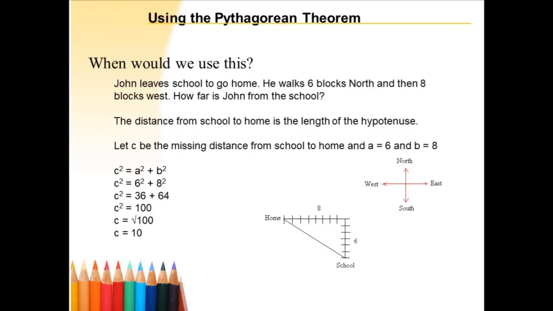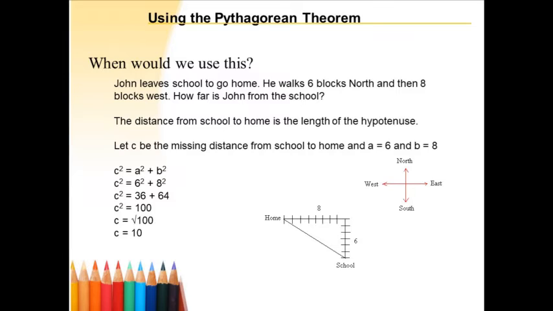So let's define first the variables that we're going to use in this problem. The distance from school to home is actually the hypotenuse in this problem. So let's define that one as your C, the missing distance from school to home, wherein your A is 6 and your B is 8. So simply plug that into the Pythagorean theorem. C squared equals A squared plus B squared.